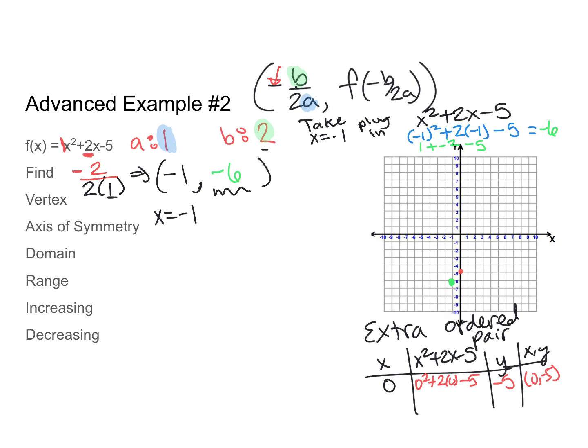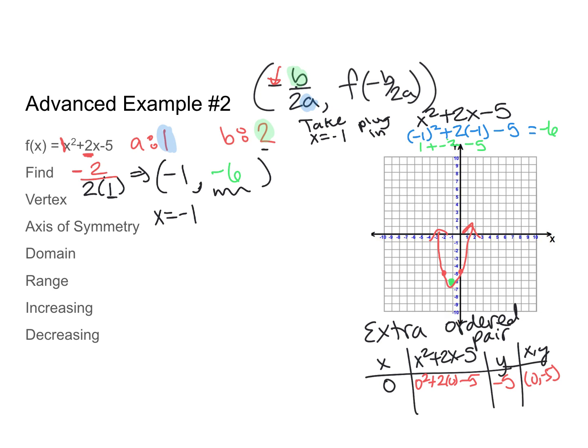It is symmetric, so if I wanted to be fancy, I could actually go ahead and plot that other ordered pair on the other side of it because it is a symmetric graph. So then it would look like this. And of course, my axis of symmetry is x equals negative 1.